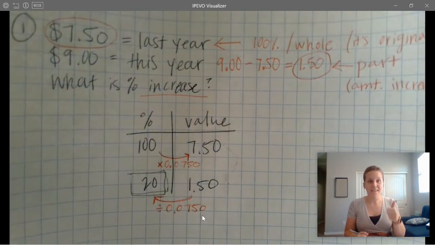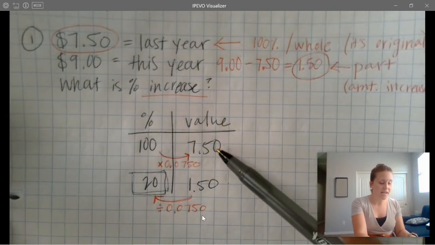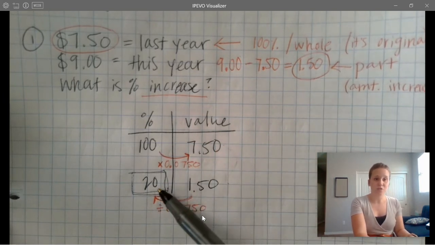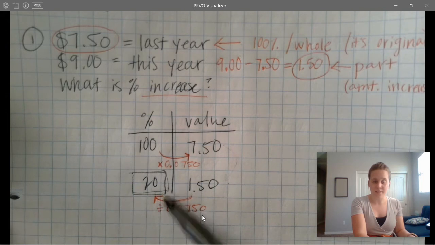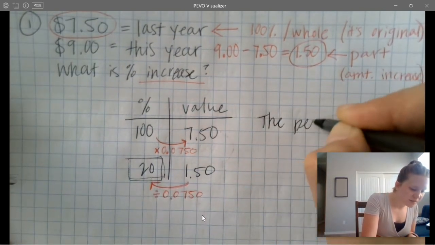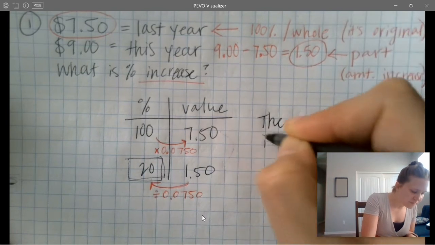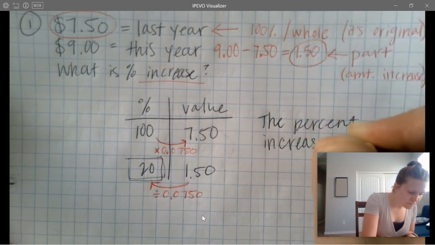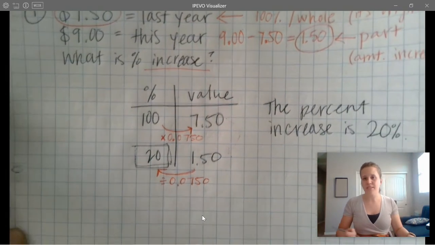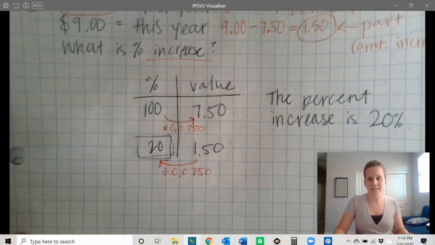Nicely done. The increase in price from last year to this year was $1.50. That is 20% of the original cost. So go ahead and write your answer with me. The percent increase is 20%. They increased the price of their meals by 20%.